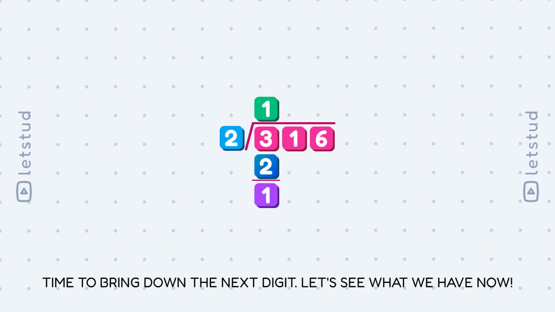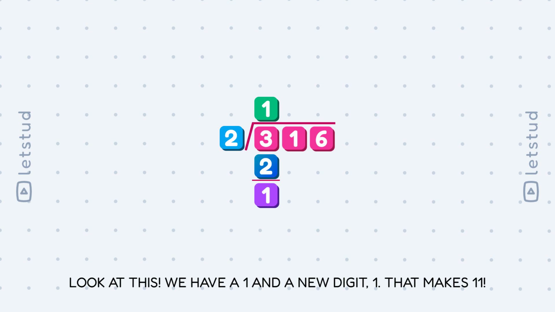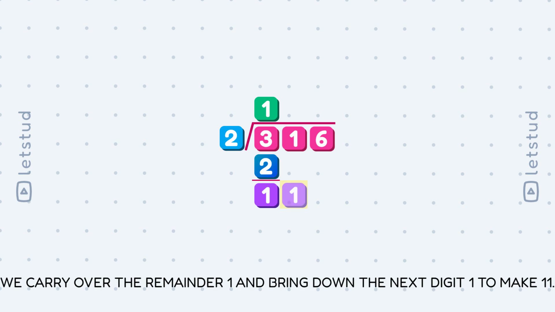Time to bring down the next digit. Let's see what we have now. Look at this. We have a 1 and a new digit 1. That makes 11. We carry over the remainder 1 and bring down the next digit 1 to make 11.